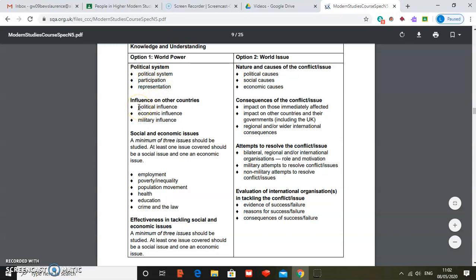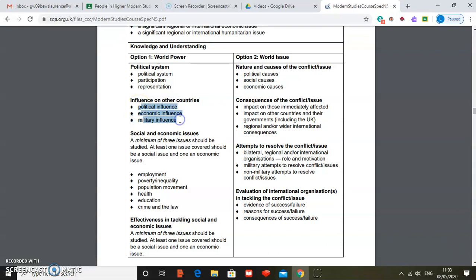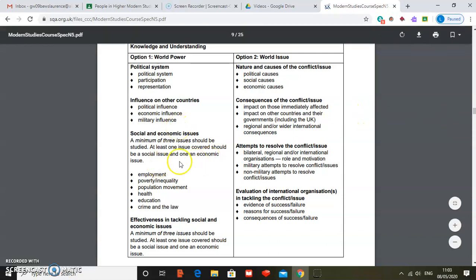Influence on other countries: we need to look at political, economic, and military influence that the USA has on other countries. So basically, how can it make governments do things? How has it an impact, for example, through trade? But also military influence could be about how people want to be an ally with them. So that's areas like potentially NATO, about helping out, for example, in Syria, but also why people might not want to go to war with them.